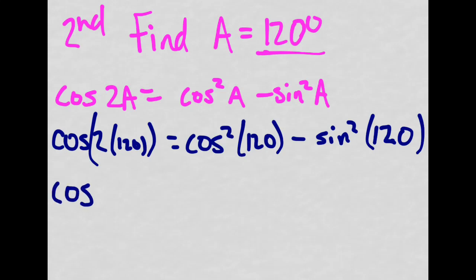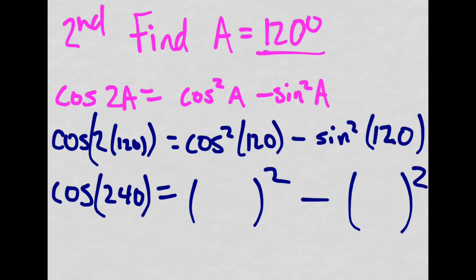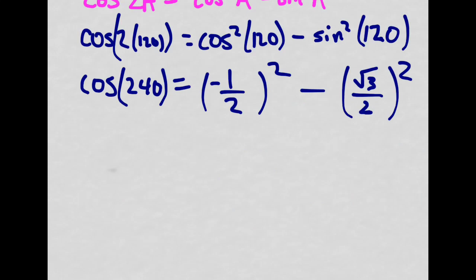The cosine of 2 times 120 is 240. That's why we wanted to choose A as 120, so it would give us the cosine of 240, which is what we want to find. It's equal to the cosine squared of 120 minus sine squared of 120. So I'm going to have to square whatever the cosine and sine of 120 is. What's cosine of 120 is what you have to find from your unit circle. It's 1/2. Is it positive or negative? Negative. It's negative 1/2 because it's in the second quadrant.